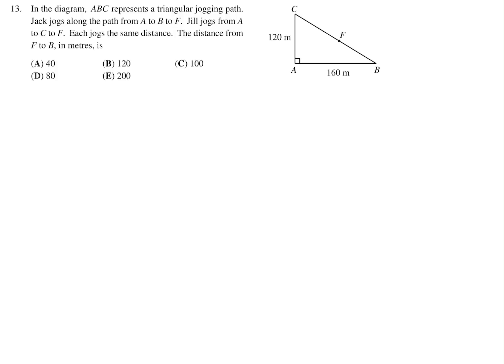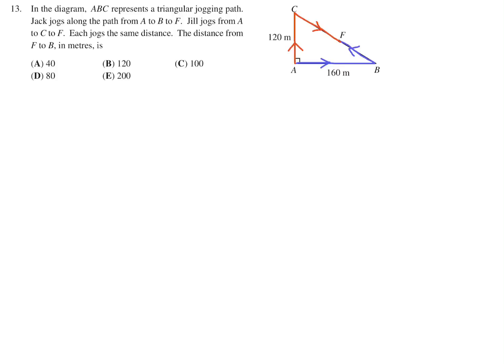In the diagram, ABC represents a triangular jogging path. Jack jogs along the path from A to B to F. So he's going this way here, like that. And then Jill jogs from A to C to F. So she goes A to C to F, like that. Each jogs the same distance, the distance from F to B. So basically what I drew in purple is the same as the red, and we want to find FB.